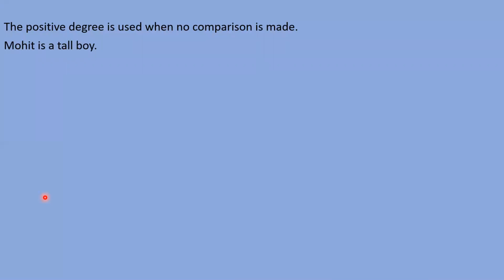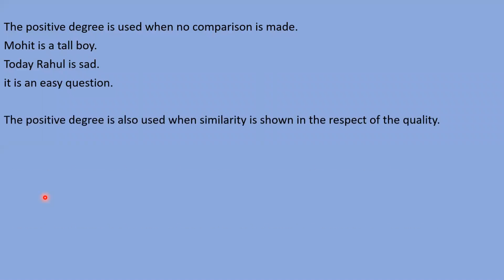Like if I say Mohit is a tall boy, I'm not making any comparison in this sentence. I'm just describing Mohit, meaning he is a boy, and along with this, he is a tall boy, right? Today Rahul is sad. So I'm just telling about Rahul. Rahul is sad today. It is an easy question. So about the question, I'm telling that it is an easy question.